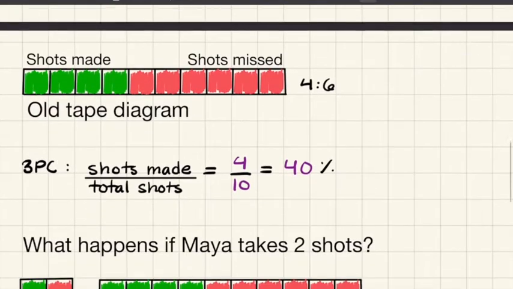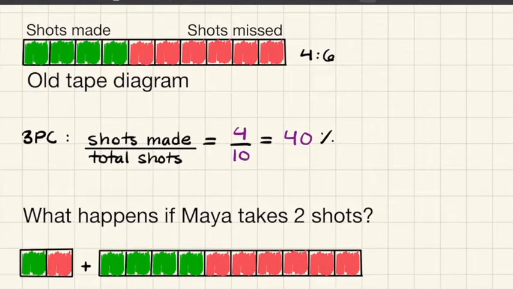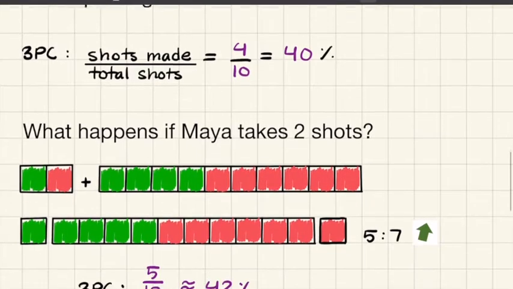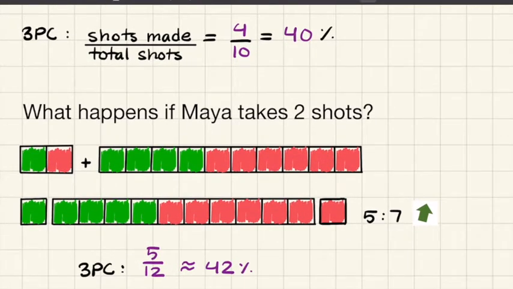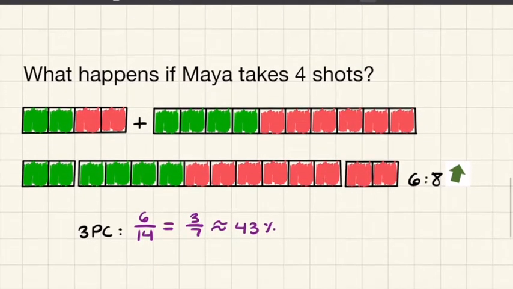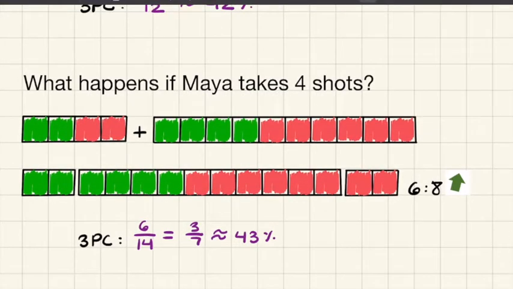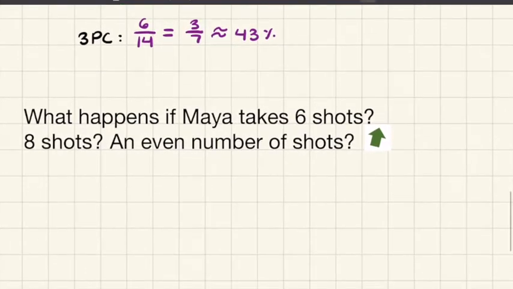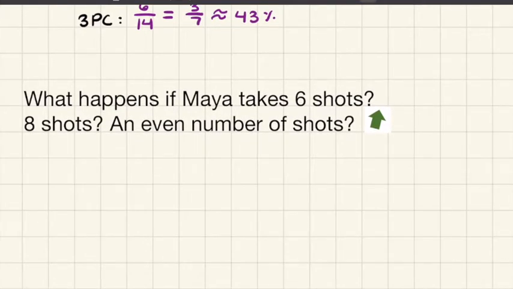And now let's look at even numbers, like let's say 2. Again, we start with 40%. And we see that if Maya takes 2 shots, she'll make the first one and then miss the second one. Then the ratio goes from 4 to 6 to 5 to 7. And the percentage goes from 40% to 42%. And again, if Maya takes 4 shots, then the percentage goes up to 43%. And if Maya takes 6 shots or 8 shots, or really any even number of shots, the result will be the same. There will be an increase in the 3-point percentage.